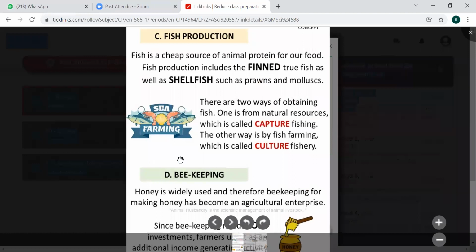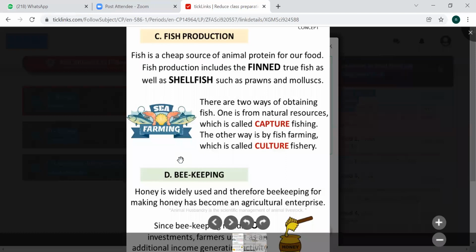Fish production. Fish is a cheap source of animal protein for our food. Fish production includes the fin true fish as well as shellfish such as prawns and mollusks. Mollusks are water animals that live inside a shell. Mollusk is the name of a family. Prawns, that are inside shells, you call them all mollusks.